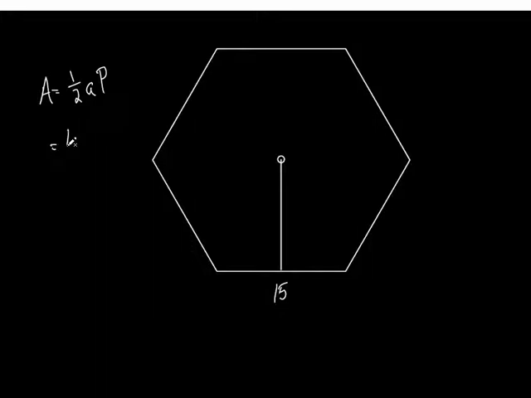What's the perimeter? 15 times 6. Yeah, 15 times 6. So 15 times 3 is what? 45, 90, is that right? So the perimeter is 90. So what do I have to find? I basically just have to find the apothem, which is this right here. So how in the world am I going to find that?